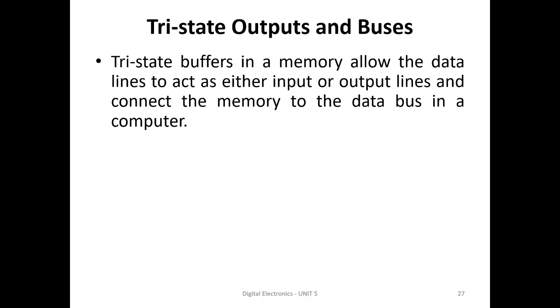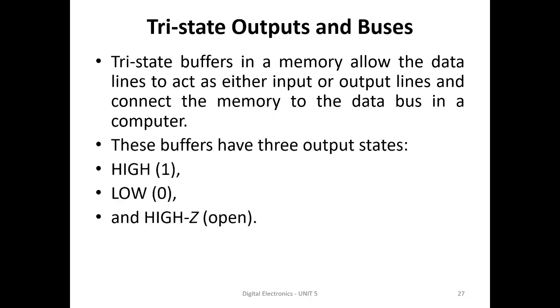So, tri-state output bus, outputs and buses. A tri-state buffer in a memory allows the data lines to act as either input or output lines and connects the memory to the data bus in a computer. So with this buffer, if I want to connect, I can make it a 1. If not, it is a low. And three means three particular operations are there: it is giving a high, it is giving a low, and if I don't want both of these, I can keep it open.